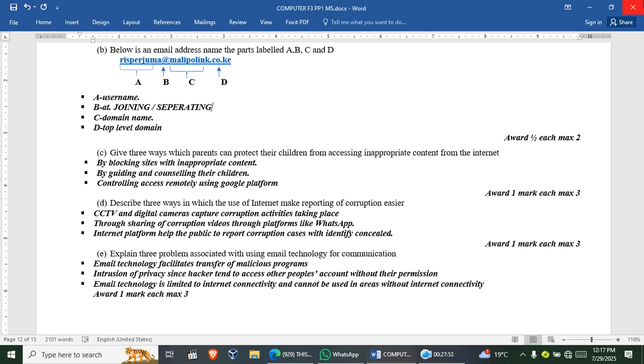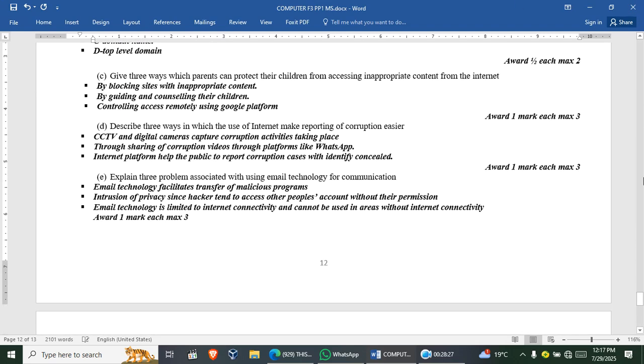Describe 3 ways in which the use of the internet makes reporting of corruption easier. So you can capture guys doing corruption via CCTV or digital camera, through sharing of corruption videos through platforms like WhatsApp, Telegram, and others. Internet platforms help the public to report corruption cases with identity concealed. You can report corruption hiding your face using modern technology.